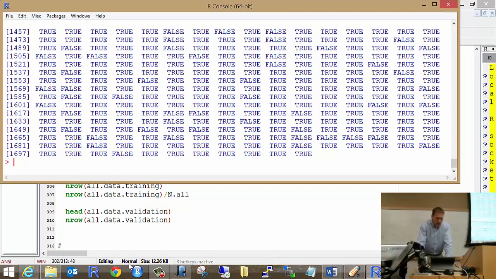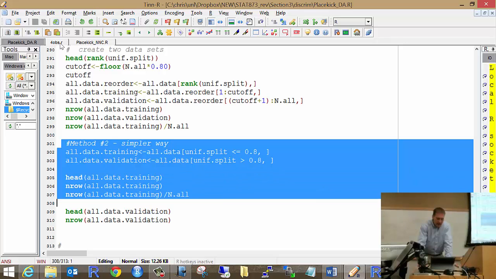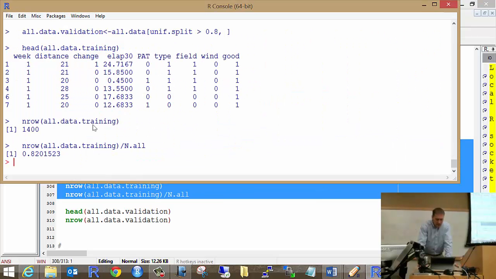Okay. And then if I combine that with essentially telling R to pick off just the trues that are in all.data, I'm going to put that into my training data set. Then, when unif.split is greater than 0.8, put those into my validation data set. And let's see what happens. So I have 1,400 observations now in my training data set, and this represents 82% of my data. So notice I don't get 80%, but I'm kind of close.